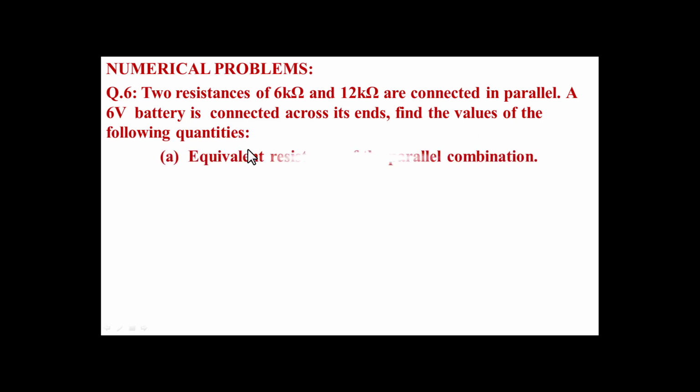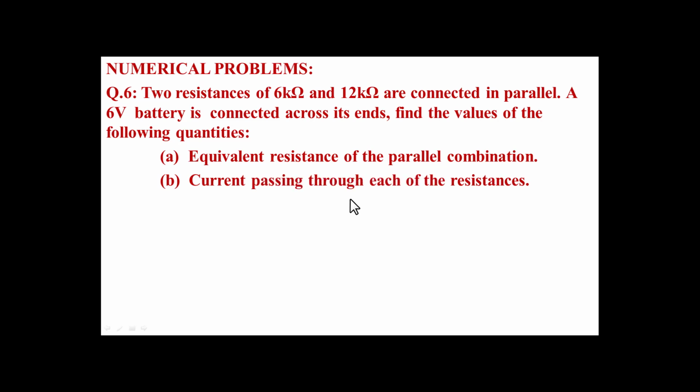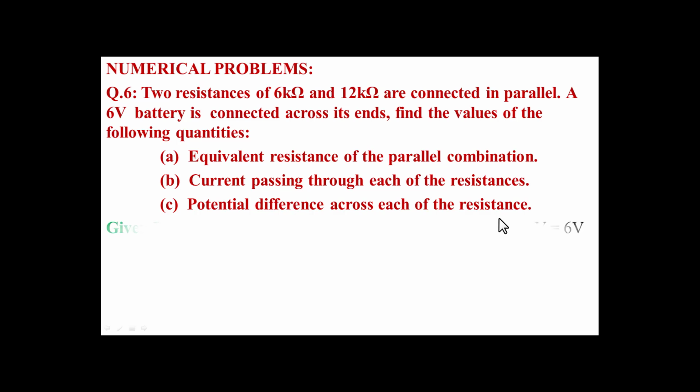Here, similarly, the same quantities: the equivalent resistance of the parallel combination, in part B the current passing through each resistance, and also the potential difference across each resistance. Here, in a parallel combination, we first write the given data and required quantities, then we write the formulas, which are different from the previous numerical.